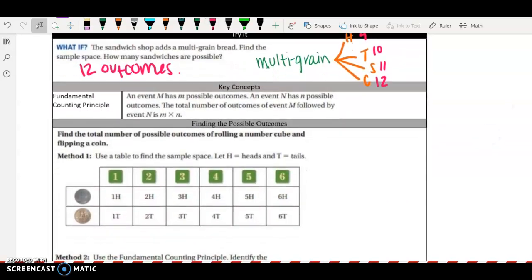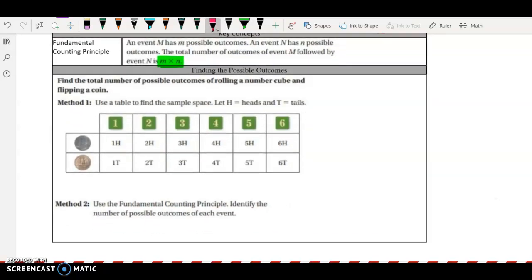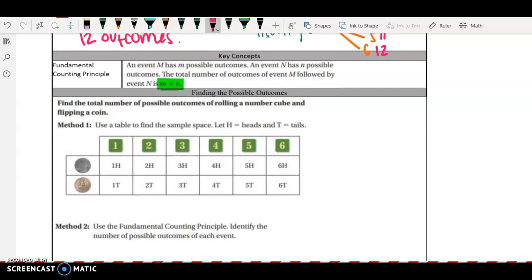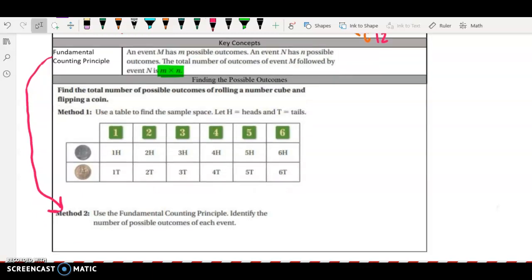All right, so the fundamental counting principle is: an event, which we're going to call capital M, has M possible outcomes. An event, capital N, has N possible outcomes. The total number of outcomes of the event M followed by N is M times N. That seems really confusing. The only part you need to know right now, or ever, is this part that I just highlighted, M times N. I'm going to use a table first to show you the sample space, and then I'm going to use this fundamental property for method 2.